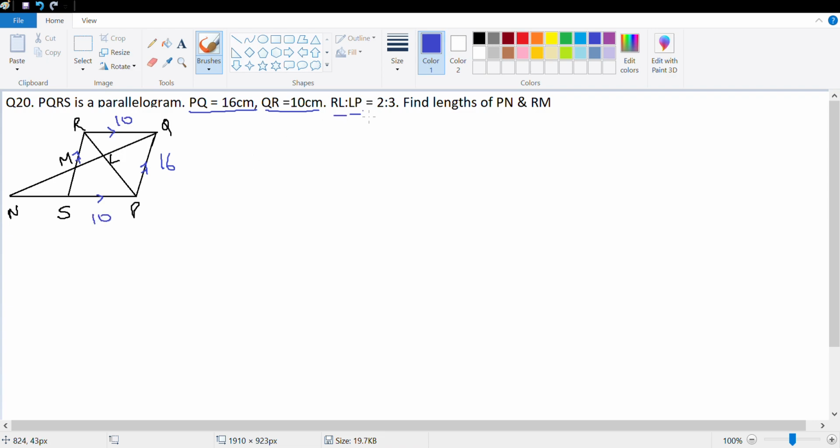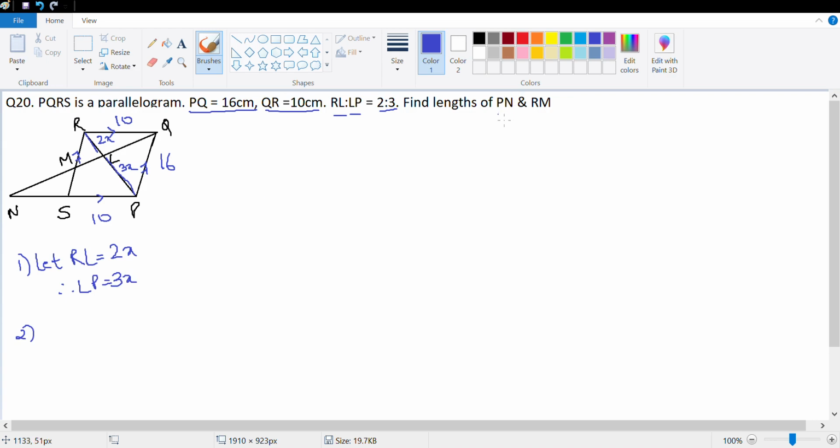RL is to LP as 2 is to 3. So RL and LP. So let this be 2x. So this would be 3x. Let's just write that down. Let RL be equal to 2x. Therefore, LP is equal to 3x. Done. Next, what do we have to look at?